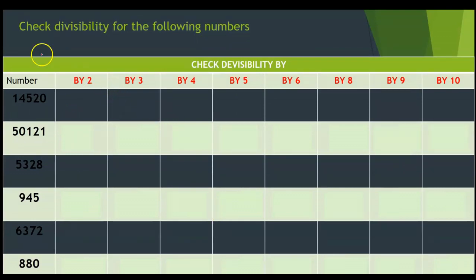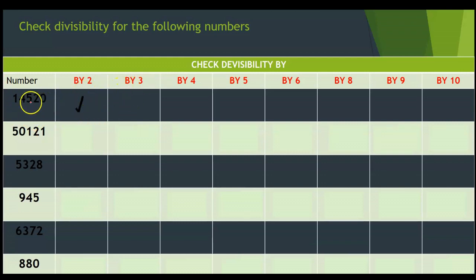Now look at this question. It's like a revision on all the divisibility tests that we mentioned before. We have these numbers and we're going to check the divisibility by 2, 3, 4, 5, 6, 8, 9, and 10. The first number is 14,520. Is it divisible by 2? Yes, because it ends with 0.